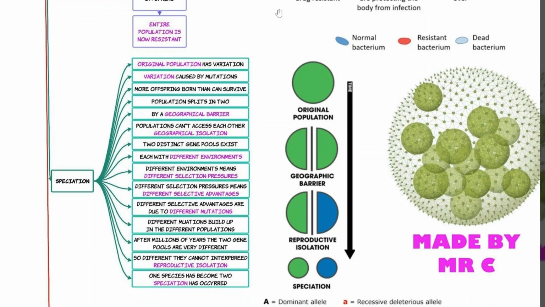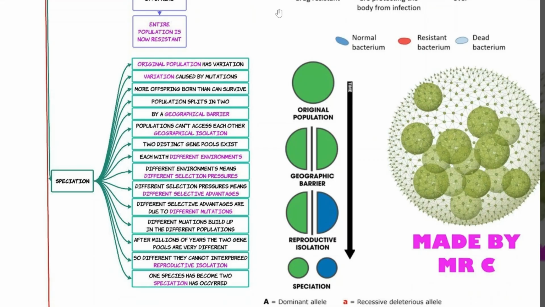Now we come to the idea of speciation. In the original population, there is variation. Variation is caused by mutations, crossing over, and independent assortment. There are more offspring in this original population than can survive, and there is gene flow within the original population. Then the population splits in two. The two subpopulations are separated by a geographical barrier, like a mountain range.